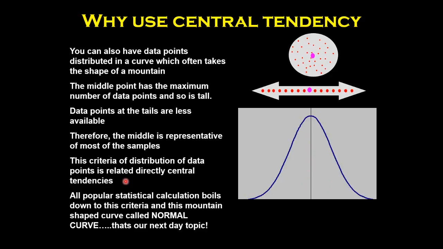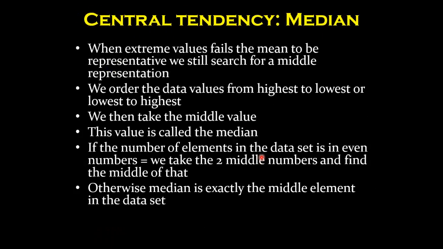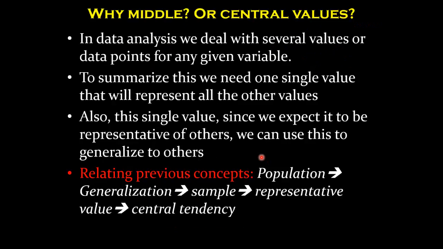This criteria of distribution of data points is related directly to central tendencies. All popular statistical calculations boil down to the criteria and this mountain-shaped curve called the normal curve. That's our next day topic. So this is where we'll go next day, what the properties are. There are some things that we really missed here which you can get later: generalization, population, generalization, sample, representative value, central value. These are all related.